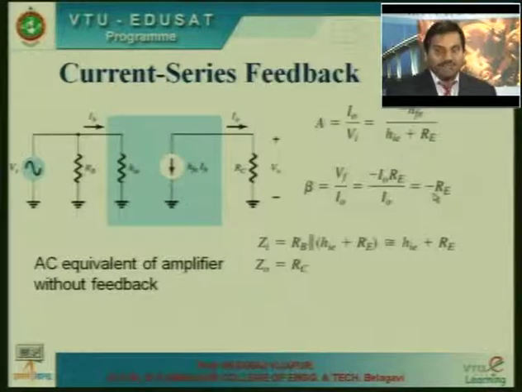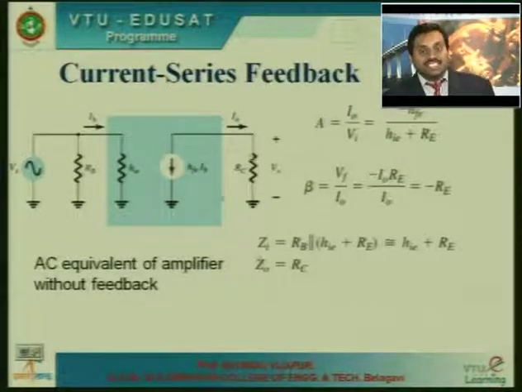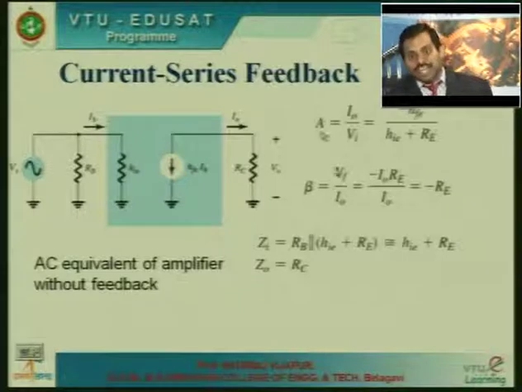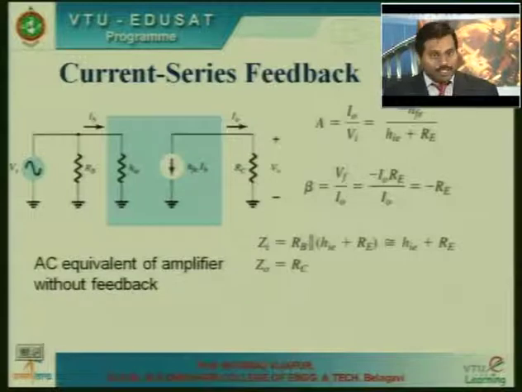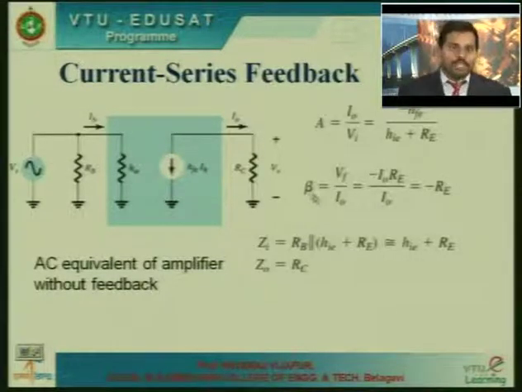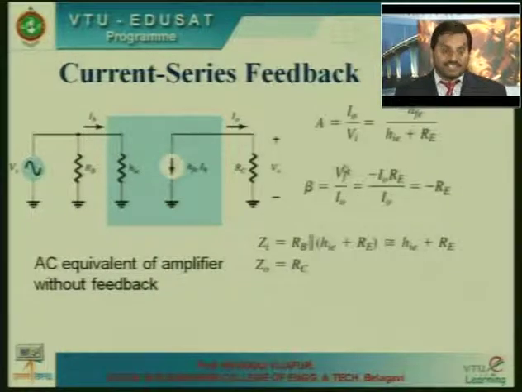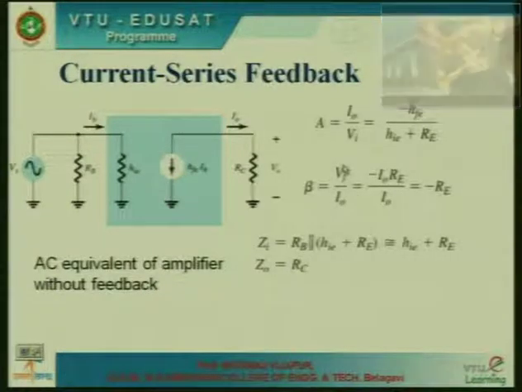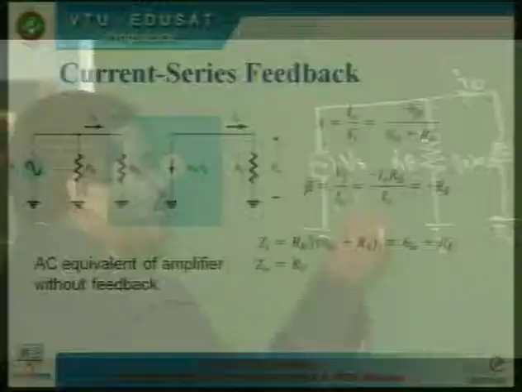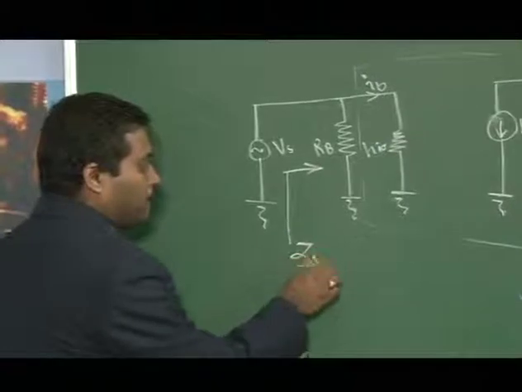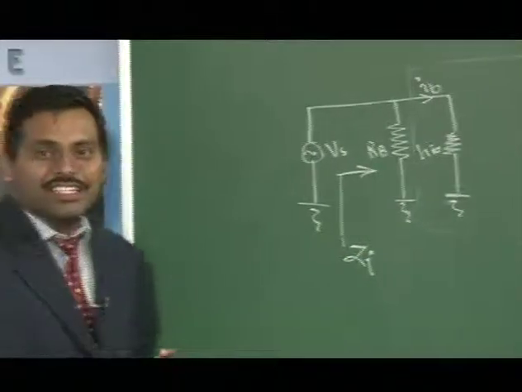Now the input impedance. So you have calculated A, which is gain of the open loop amplifier. We have calculated beta, which is gain of the feedback network. Let us look at input and output impedances of the transistor amplifier. Okay. So now, where is the input impedance seen? Input impedance is the impedance as seen from the input side.